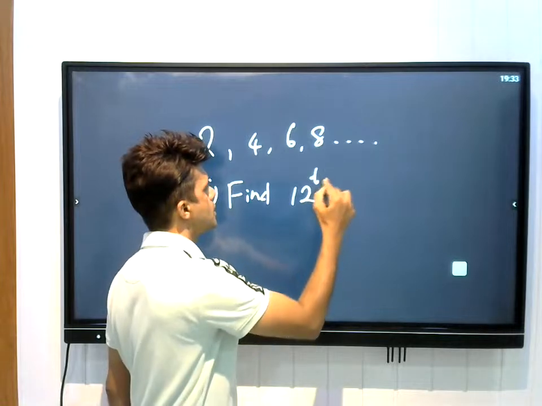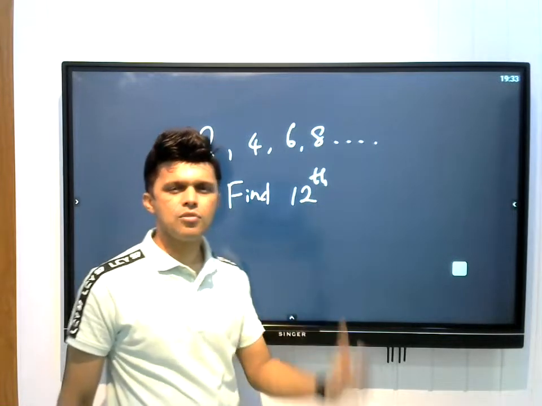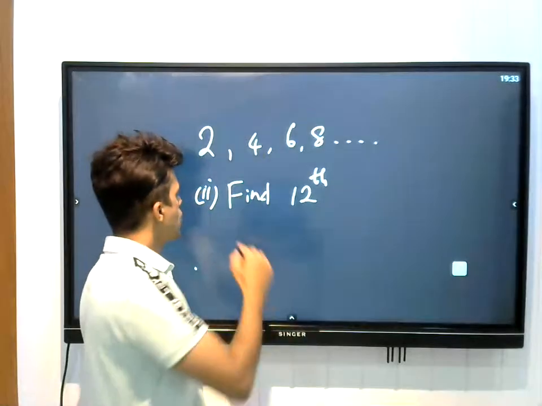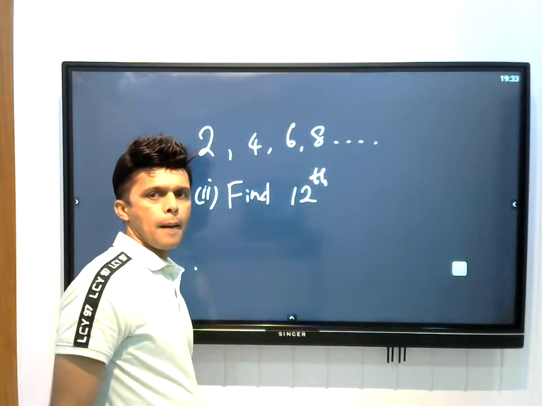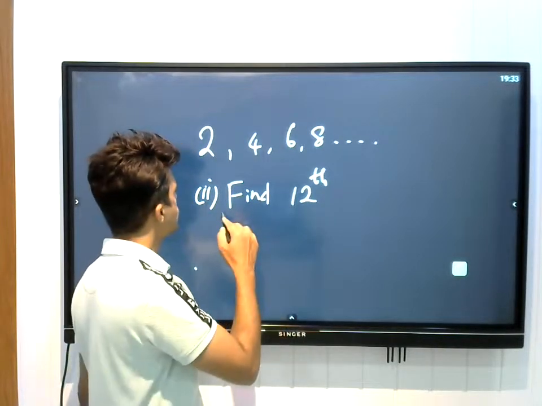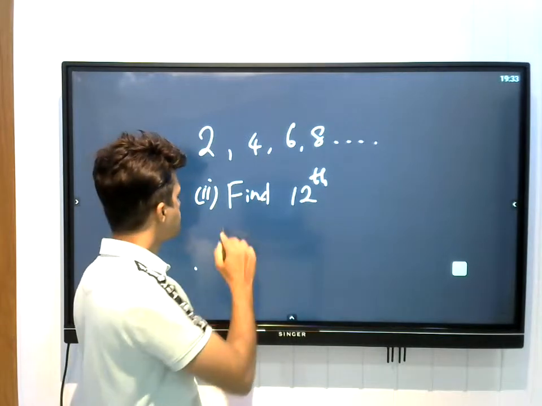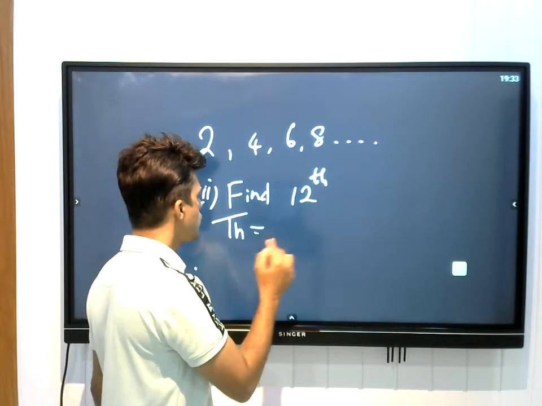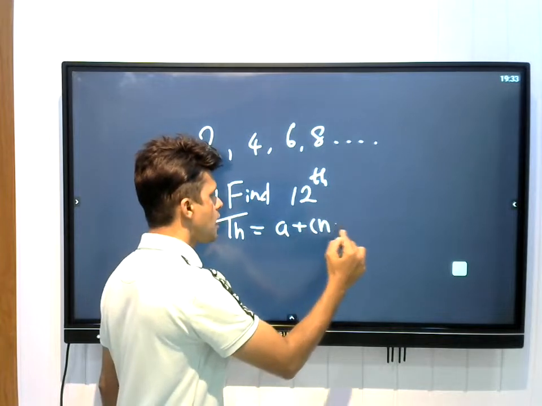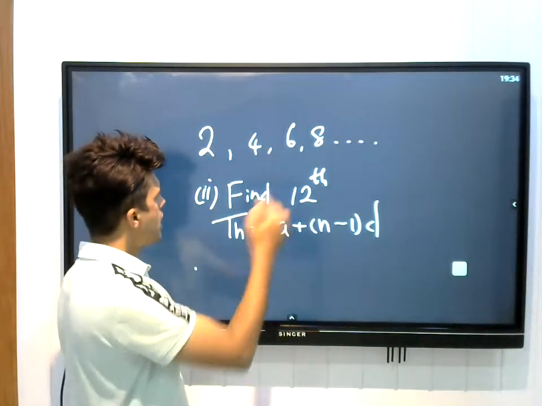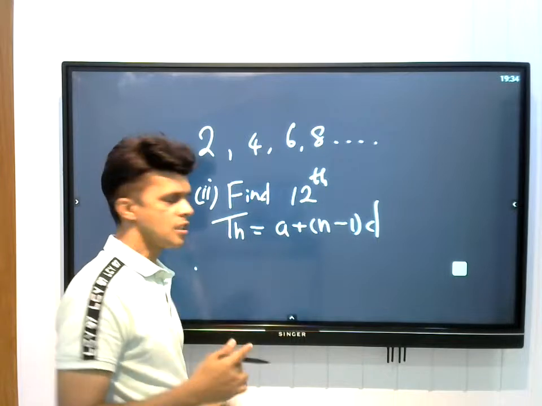Find the 12th term. How can you get the 12th term here? You can calculate it using the formula Tn equals a plus n minus 1 times d. Here we are getting the 12th term.